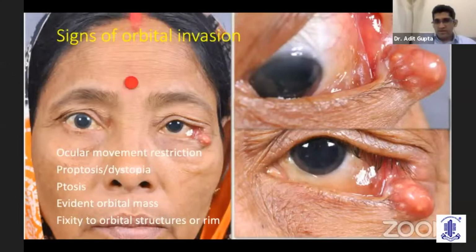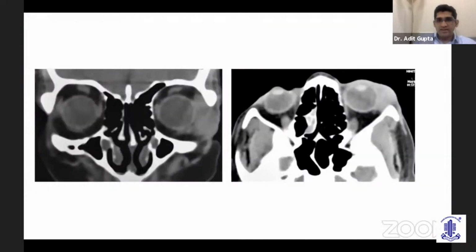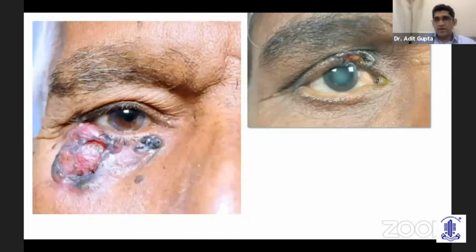Ocular movement restriction, presence of proptosis or diplopia, ptosis, an evident orbital mass, or fixity to the orbital structures or the rim is a pointer towards orbital invasion, and imaging in the form of either a CT scan or an MRI scan is prudent in such cases. As you can see, the tumor has invaded the anterior orbit, which is more evident on the axial cut, and these cases then need either neoadjuvant chemotherapy followed by excision, or exenteration if neoadjuvant chemotherapy is not indicated.